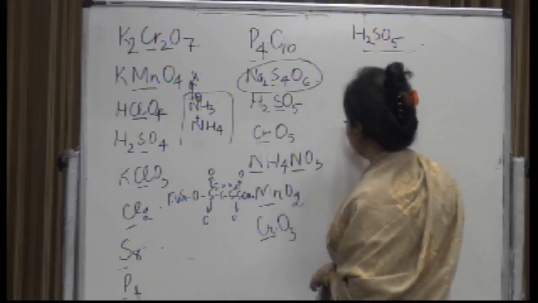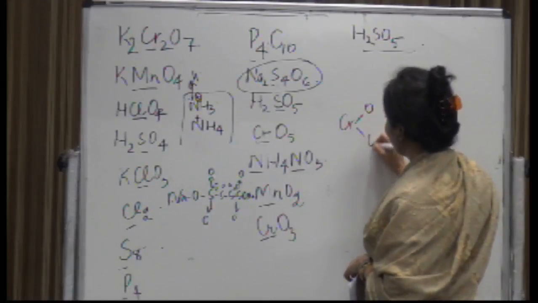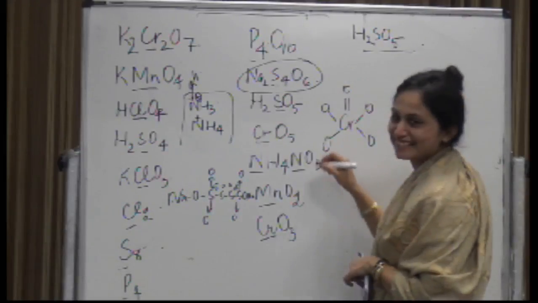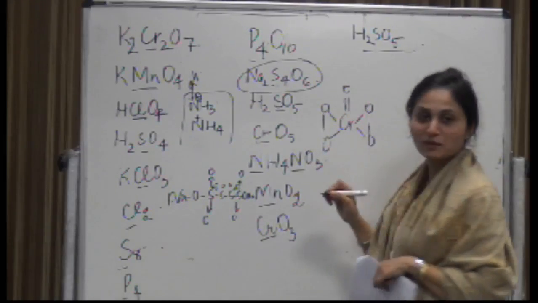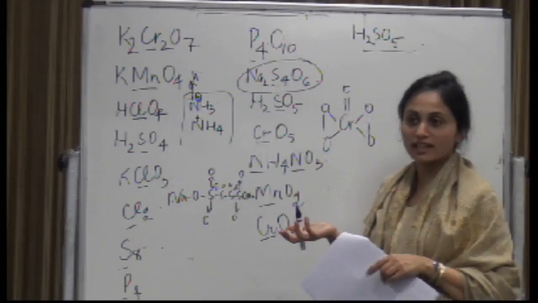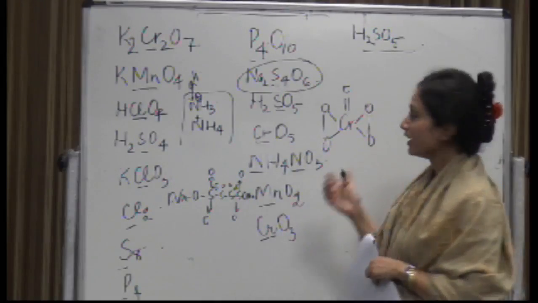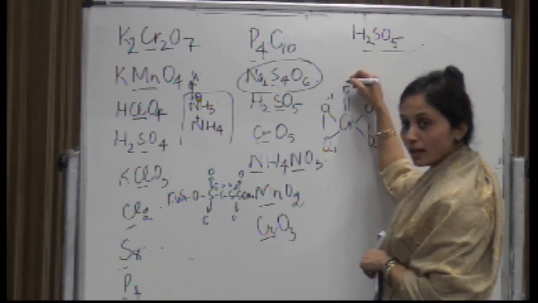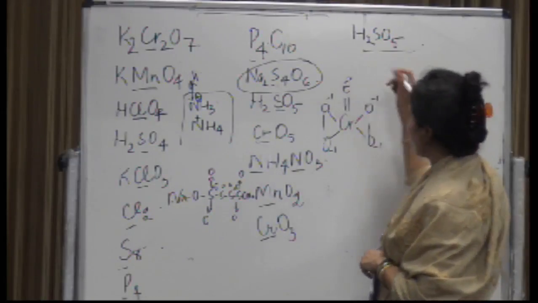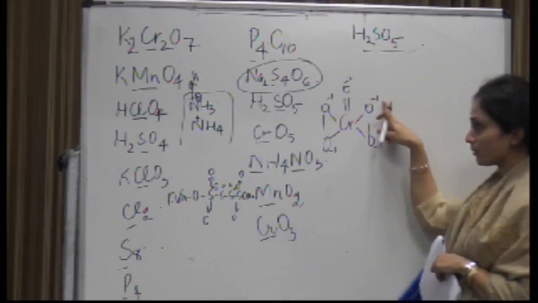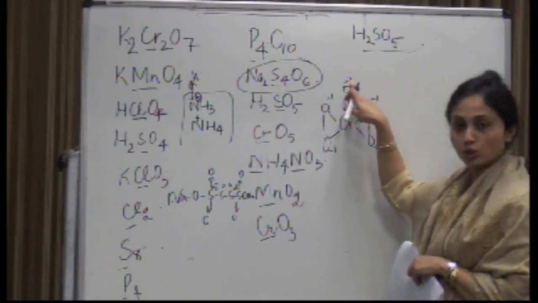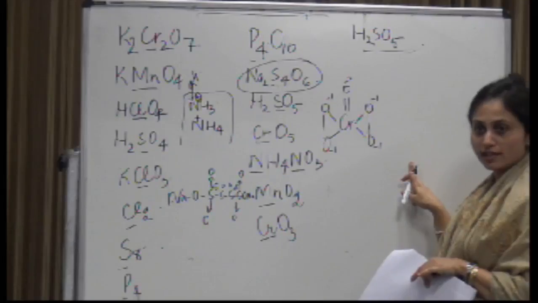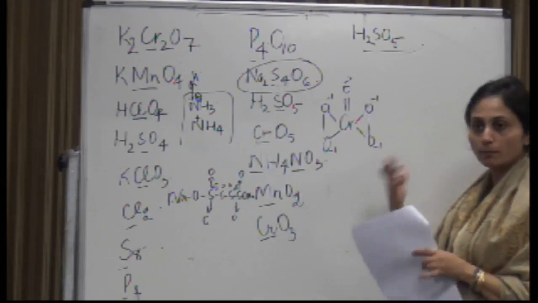Okay. Cr, O, O, O, O. So here, remember that whenever you have the oxygen in the peroxide linkage, it will always be -1, -1, -1, -1. This will be -2. So you have -1, -1, -1, -1, -4, -2, -6 plus x is equal to 0. So x is equal to +6.